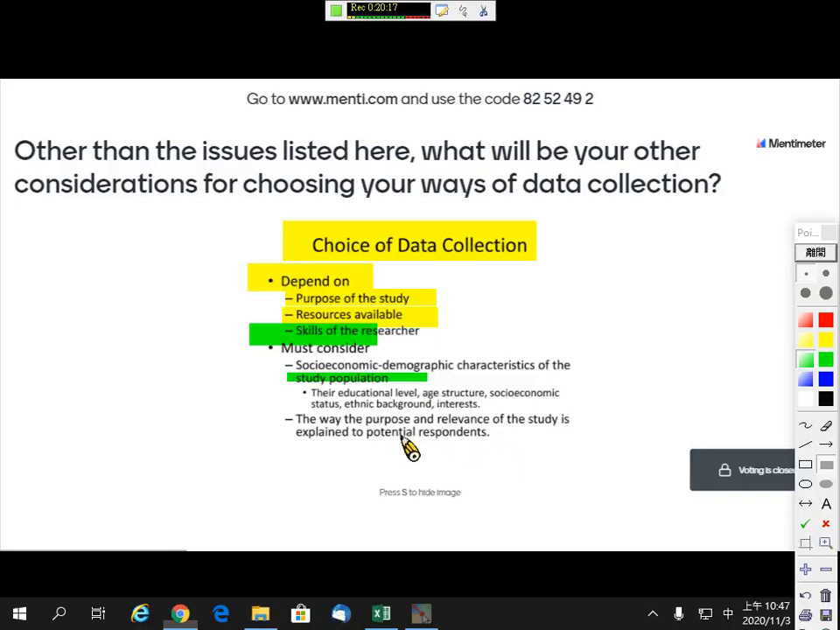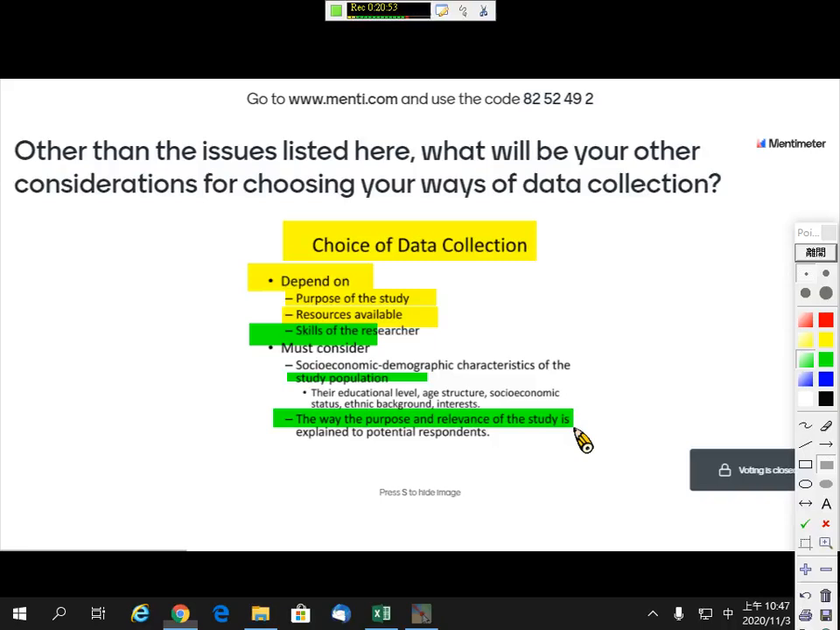Okay? And also, you have to consider the way the purpose and the relevance of the study is explained to potential respondents. If you want to collect data live from people, you have to let your respondents know the purpose of your study. You cannot hide it. You cannot cheat. For example, saying, oh, there's nothing, I'm just doing this for fun. Well, that's a lie, totally a lie, right? This is unethical. You have to tell them.